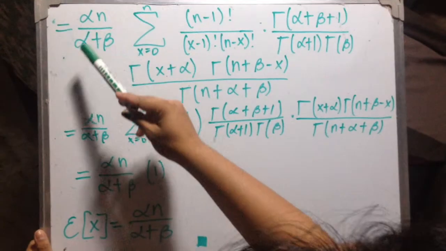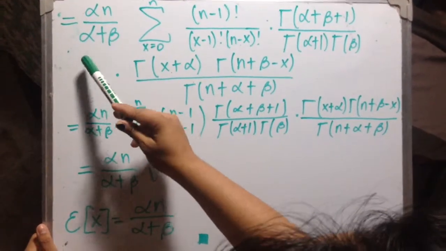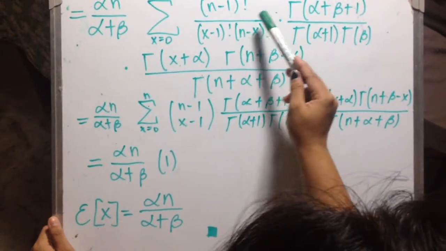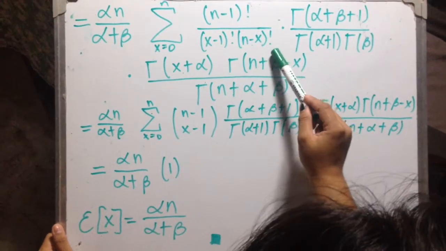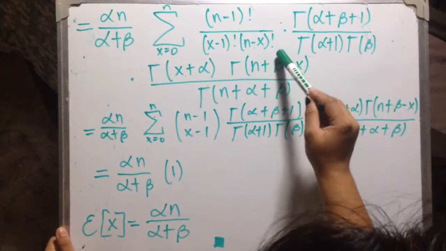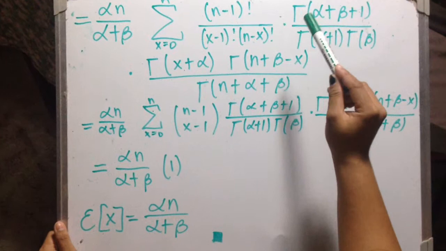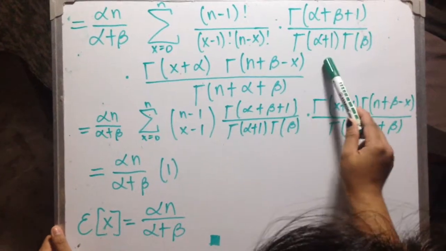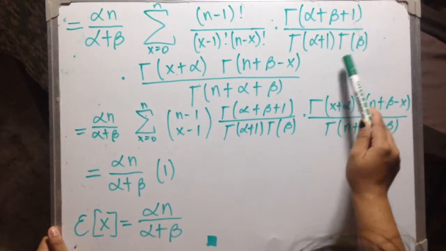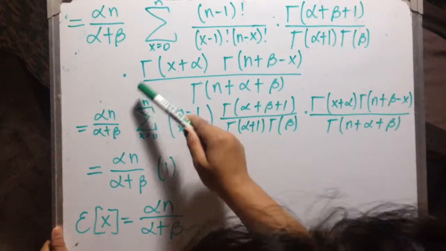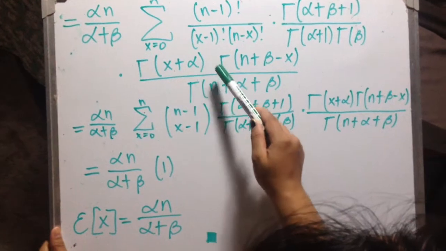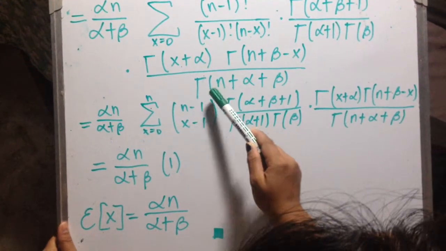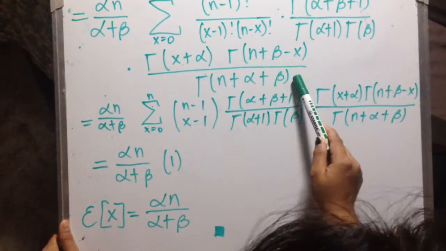So we have alpha times n over alpha plus beta times the summation of n minus 1 factorial over x minus 1 factorial times n minus x factorial times the gamma of alpha plus beta plus 1 over the gamma of alpha plus 1 times gamma of beta times the gamma of x plus alpha times the gamma of n plus beta minus x over the gamma of n plus alpha plus beta.